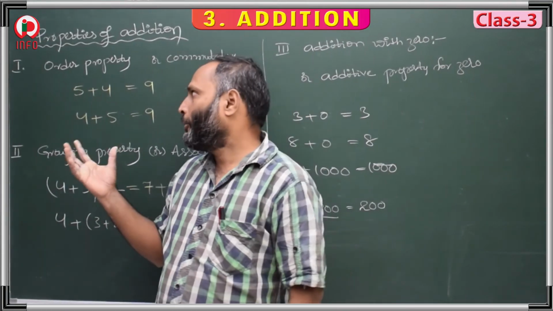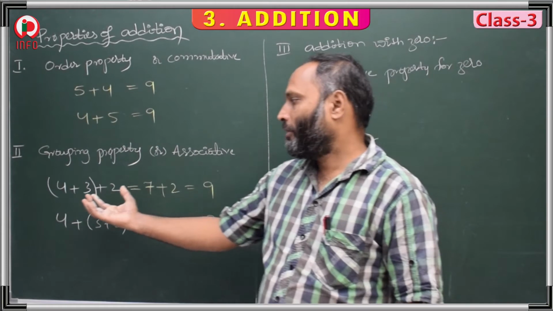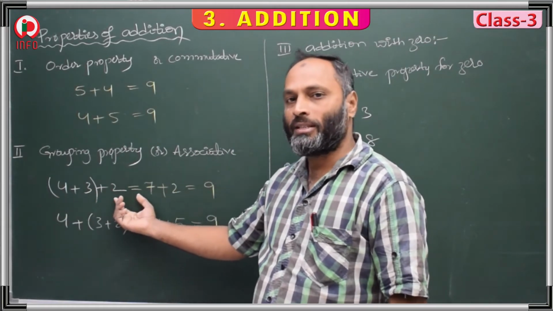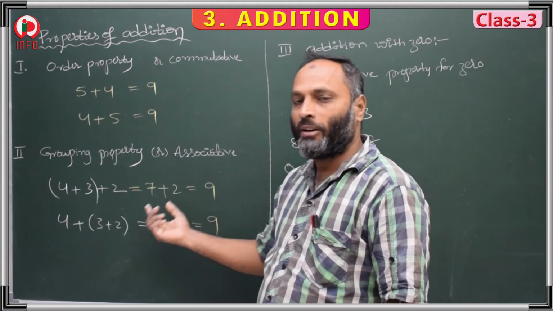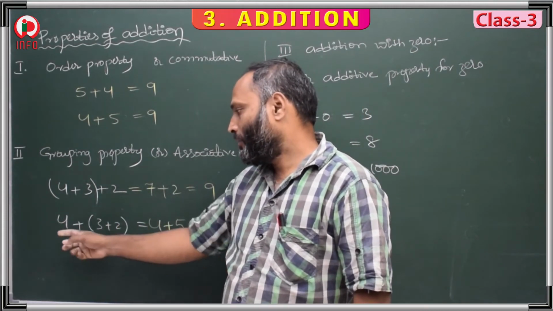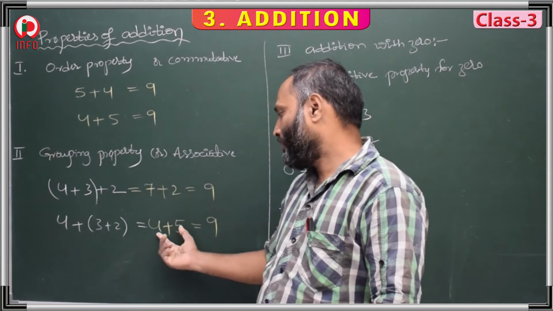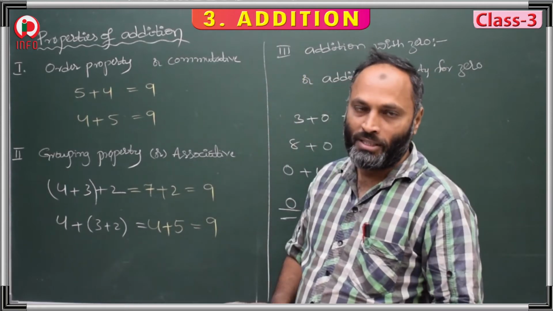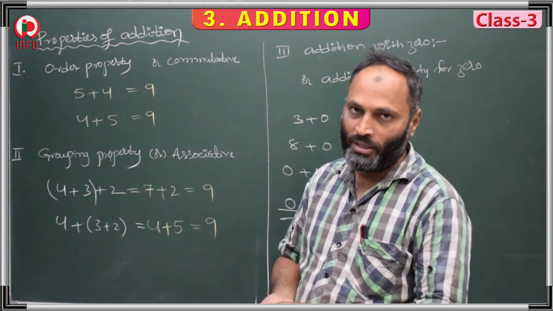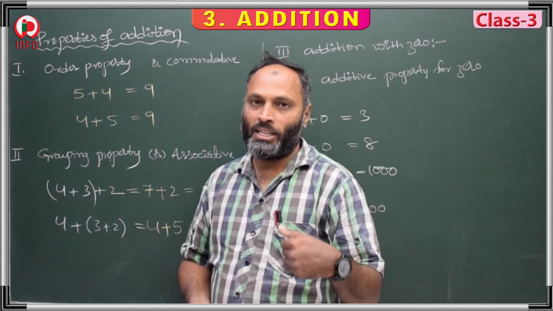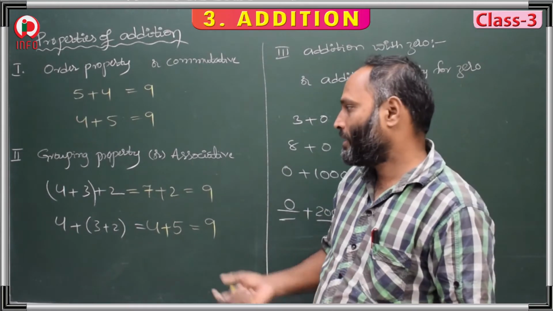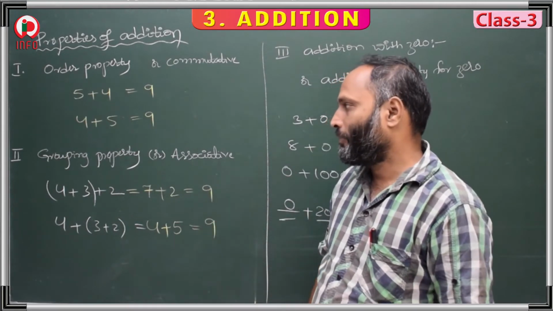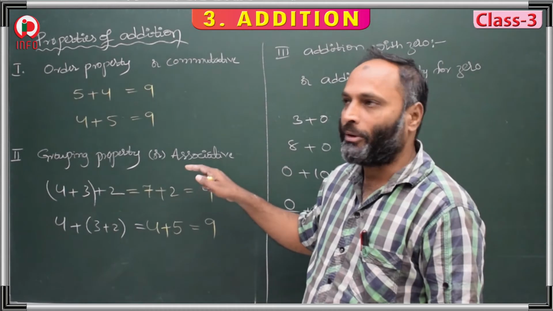Here, grouping means 4 plus 3 is one group and 2 is separate. If we add 4 plus 3, 7. 7 plus 2 is 9. Here the grouping changes. 3 plus 2, 4 as it is. 3 plus 2 is 5. 4 plus 5, 9. If we change our groups, meaning the first 2 in one group, and in the second case we took the second 2 in one group, then after finding our sum, the answer is the same. This is called the grouping property.